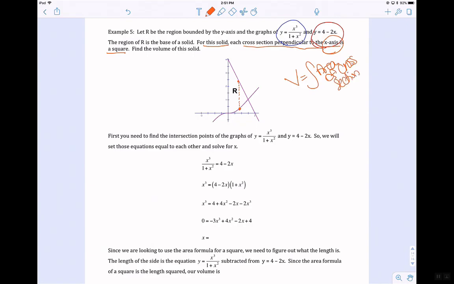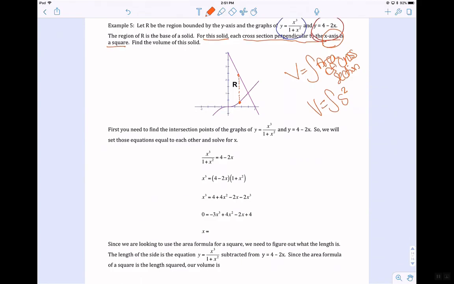Okay, and so the area of the cross-section is a square, which means that my volume is going to be some side squared. There's no pi in the area formula for a square, so you don't have to worry about pi. The only reason there was pi in the previous example is because your cross-section was circular, and the area formula for a circle is pi r squared.